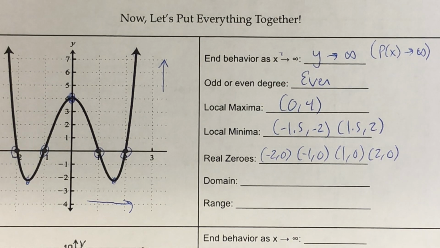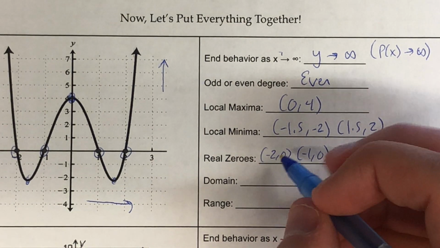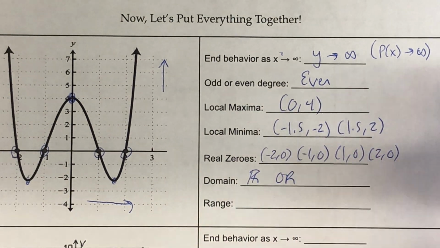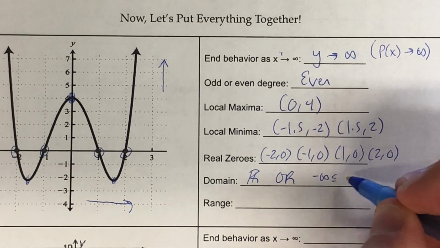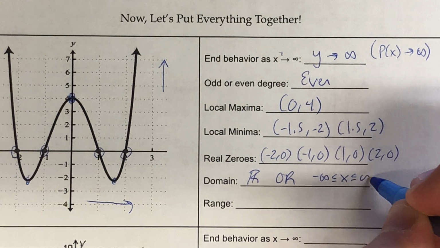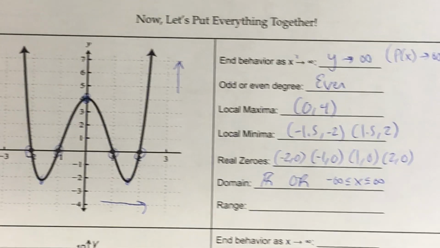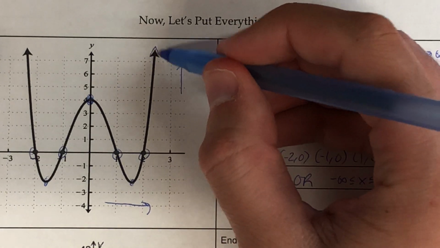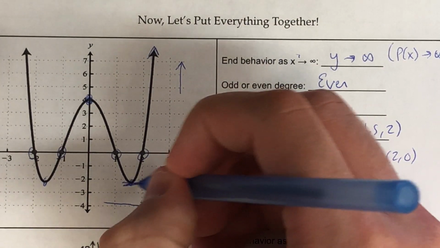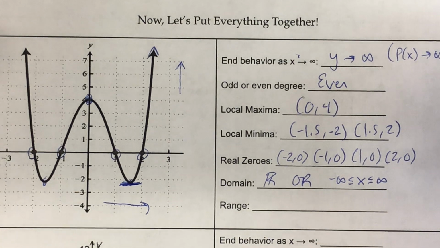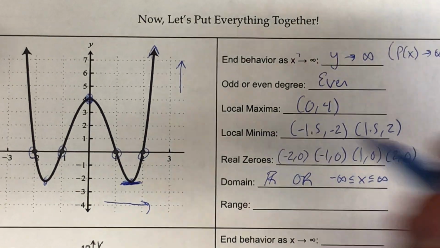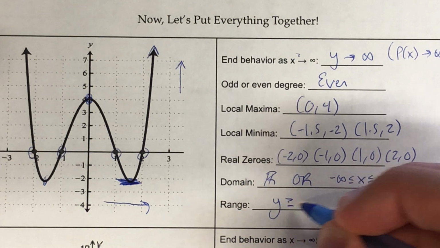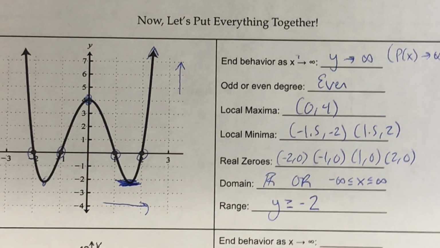Our domain, or all possible x values, is all real numbers, or you could write that as going from negative infinity to positive infinity. Our range are all possible y values. Well, it's going up forever here, but it does have a limit at the bottom there. We'll call that just negative 2. So y must be greater than or equal to negative 2.